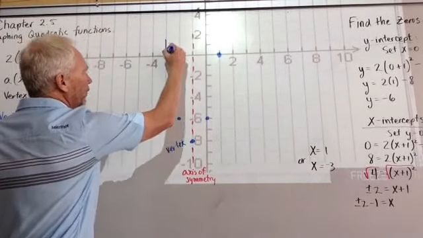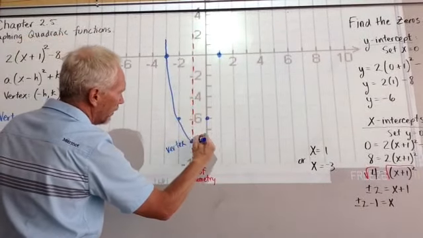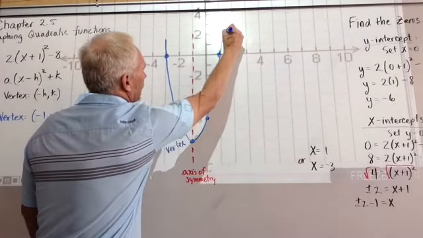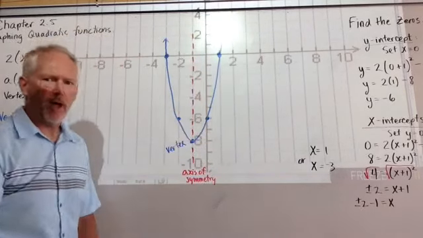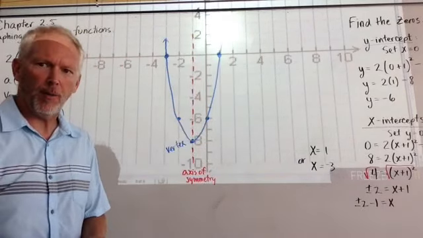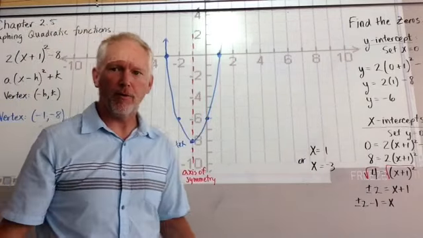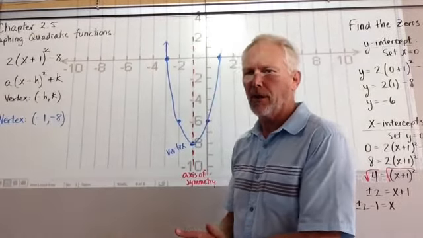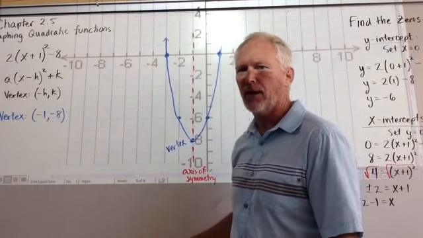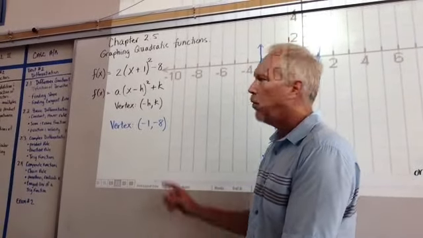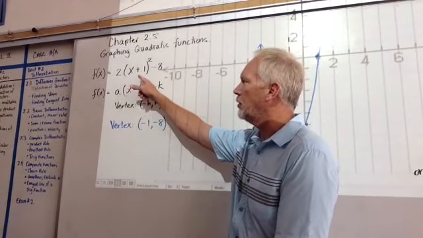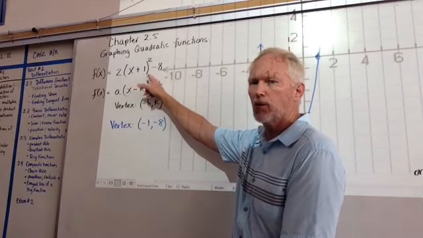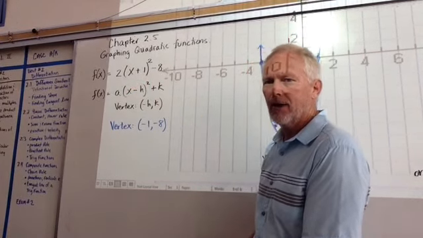And then you can see that if we draw a smooth curve like that, then we have our parabola shape. And we have completely graphed the quadratic in vertex form, f of x is equal to 2 times x plus 1 squared minus 8. And there you have it.